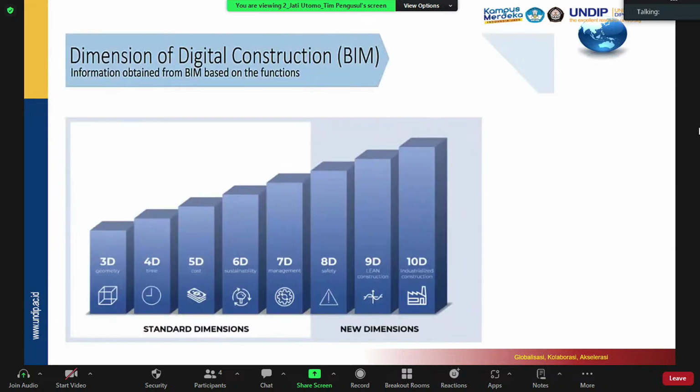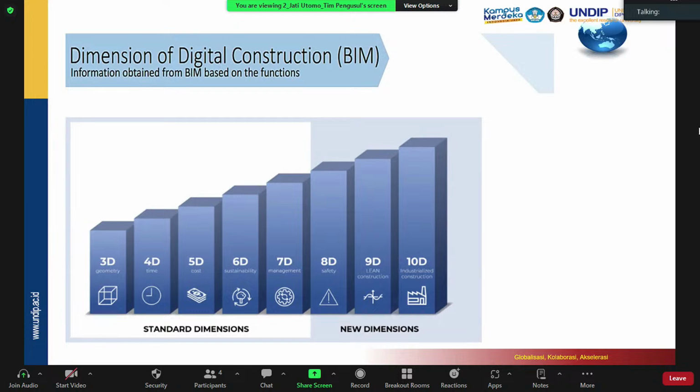Actually, we now have up to 10 dimensions of BIM. The 3D BIM is about the digital model. The 4D is about time or scheduling. The 5D is about cost. 6D is about sustainability. 7D is about management, the asset management using BIM. The 8D is about safety. The 9D is about lean construction. And the 10D is about industrial construction.